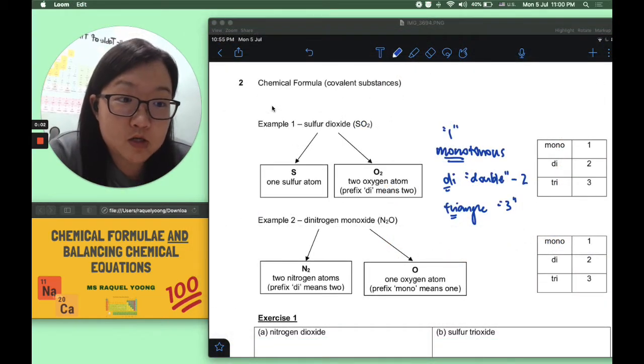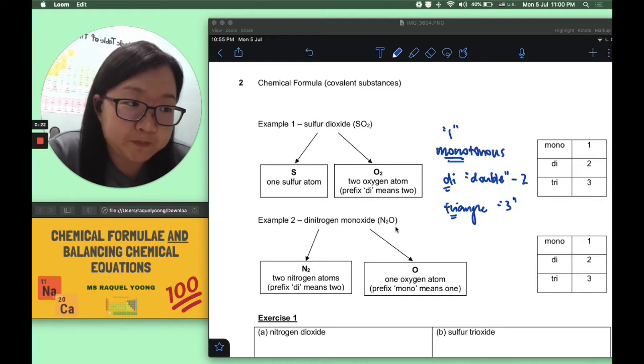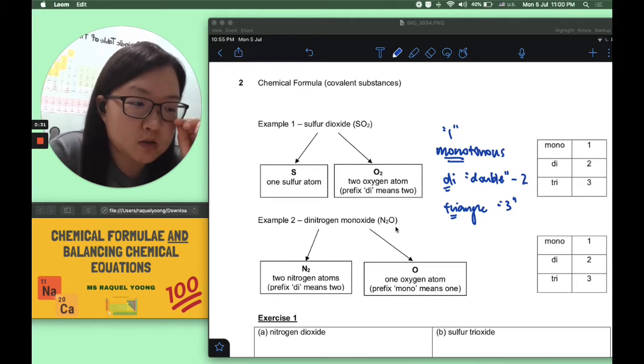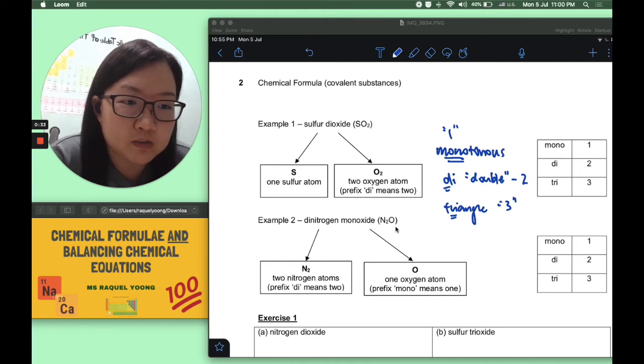Okay, let's turn the page and look at part 2, which is on chemical formula for covalent substances. So there's some examples here for you. For instance, let's say sulfur dioxide, SO2, and example 2, which is dinitrogen monoxide, N2O. So for simple covalent substances, in terms of deriving the chemical formula, it's pretty straightforward. Mostly we look at the naming and more specifically the prefix.